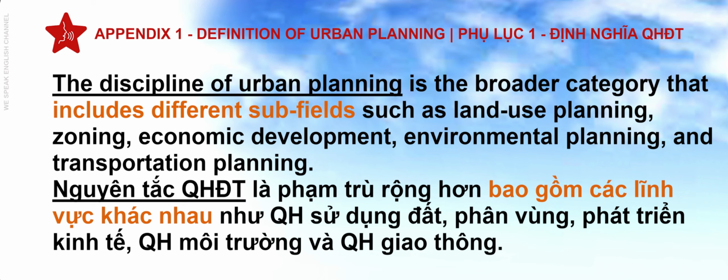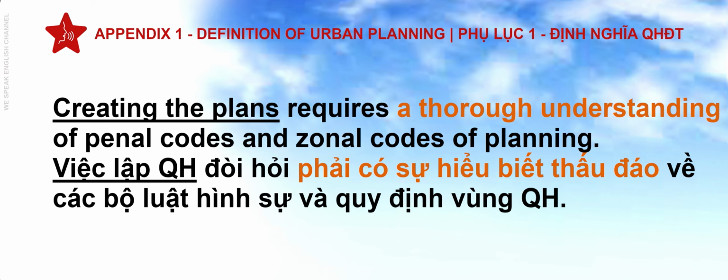The discipline of urban planning is the broader category that includes different subfields such as land use planning, zoning, economic development, environmental planning, and transportation planning. Creating the plans requires a thorough understanding of penal codes and zonal codes of planning.